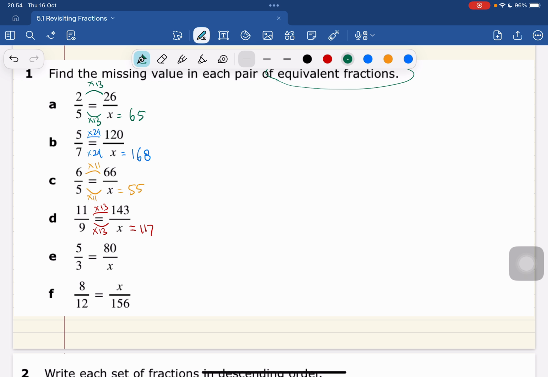Okay, 5 to 80. So we can make it like 80 divided by 5 is 16. So 5 times 16 equals 80. So 3 also we need to multiply by 16, which will give us the answer, 3 times 16 is 48.